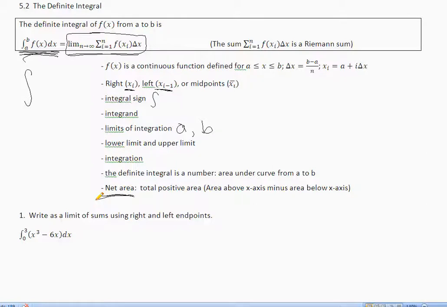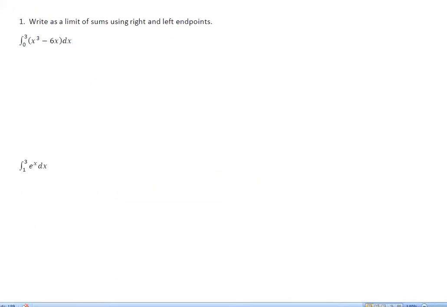Now number 1, the integral from 0 to 3 of x cubed minus 6x dx. The dx is just saying that I'm in terms of x. This really doesn't do anything, it's notation. What does this mean? This is standing for the area under this curve from 0 to 3. And all we want to do here is write it as a limit of sums from last section.